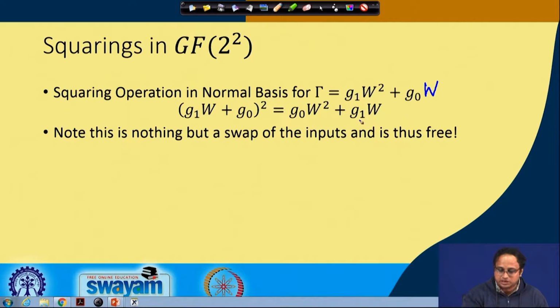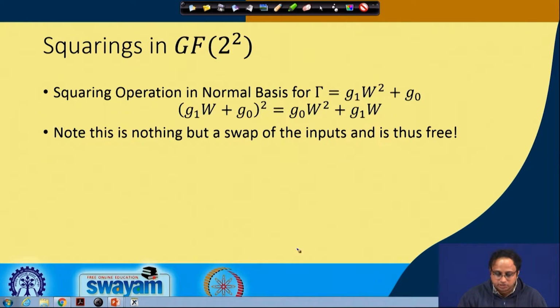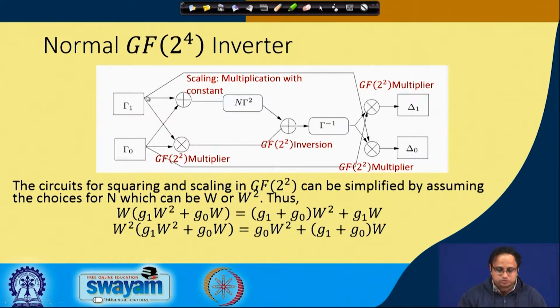Okay, so note that if this is my input and this is my output, then the squaring can easily be done by just swapping the inputs. You just need to do a swap and you will get the corresponding output without any explicit computation.